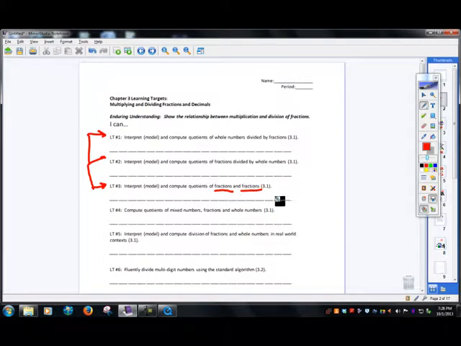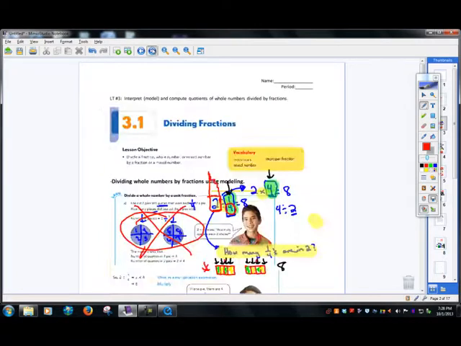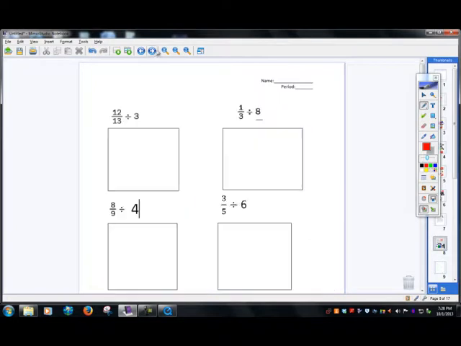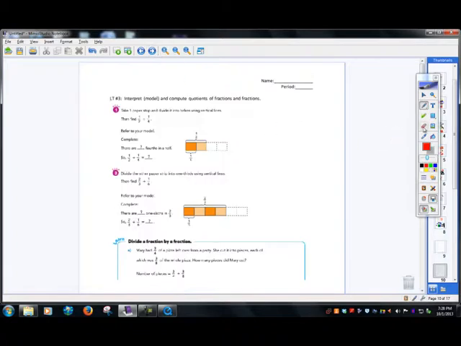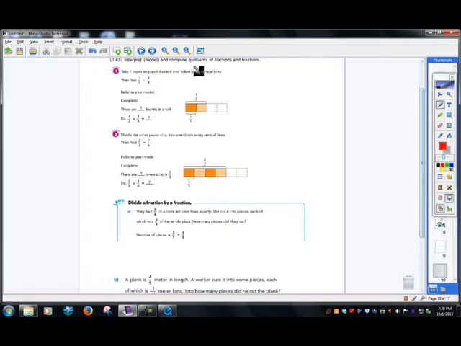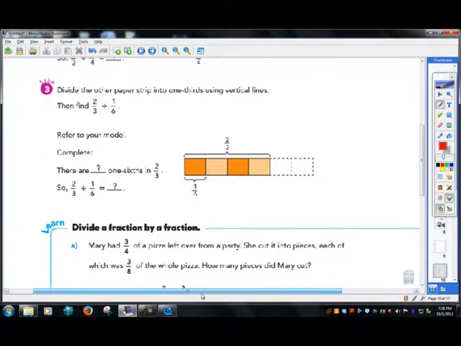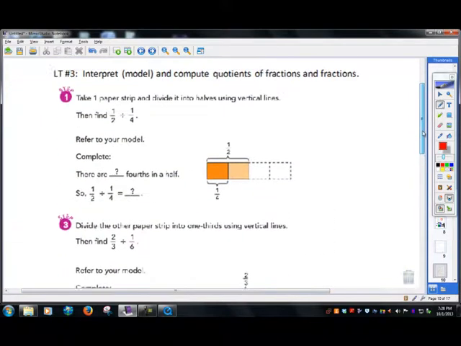So let's go ahead and flip into our notes to page, I don't even know what page, it'll say learning target 3 at the top. It's right after these. We did these for fractions by whole numbers. So how these work, these are actually not difficult. It's really easy, because as you're going to find out, these numbers are really easy.